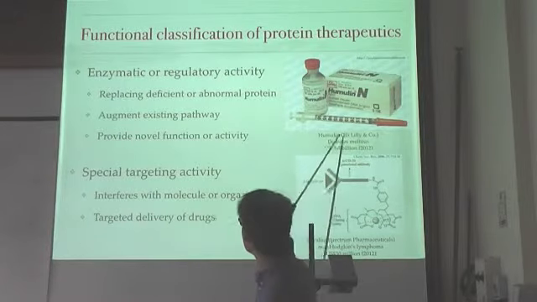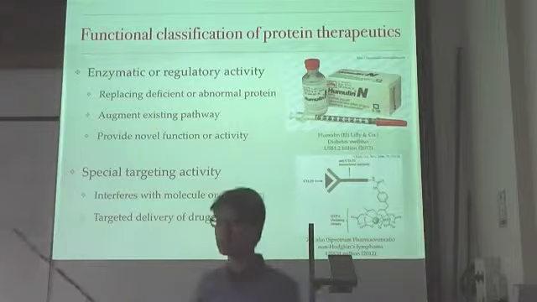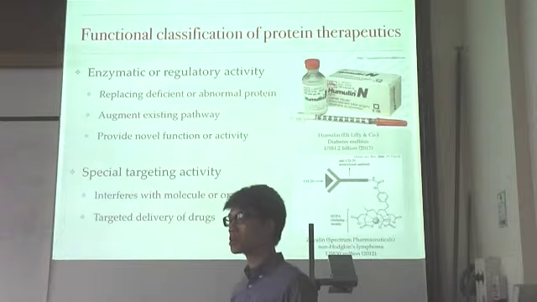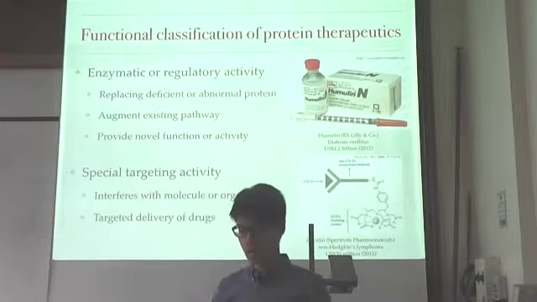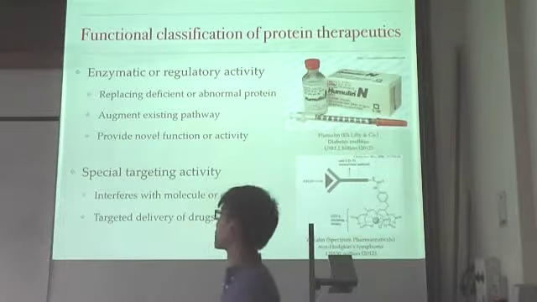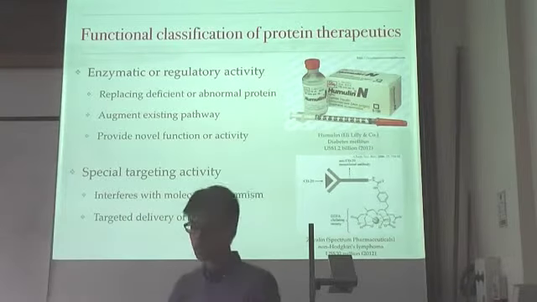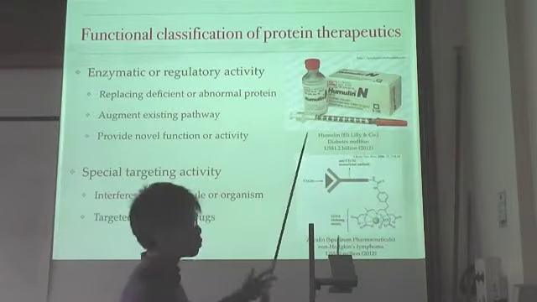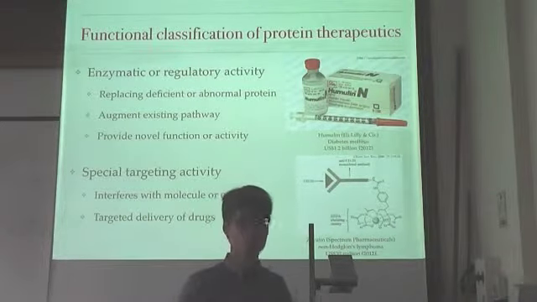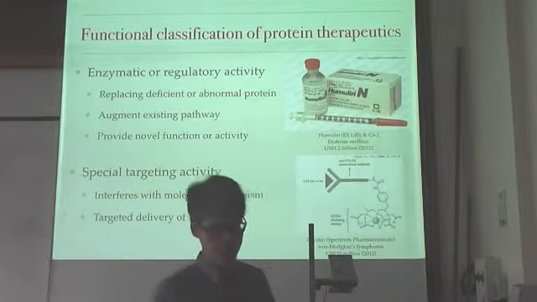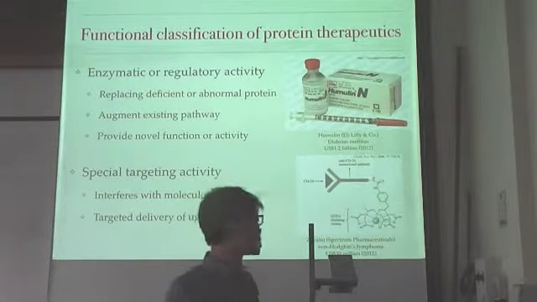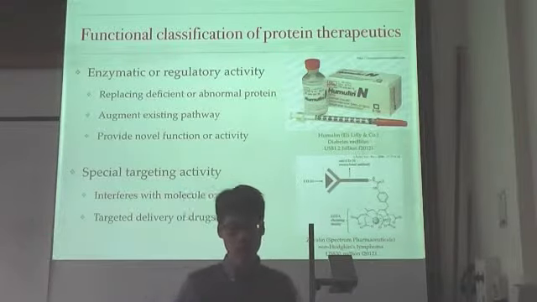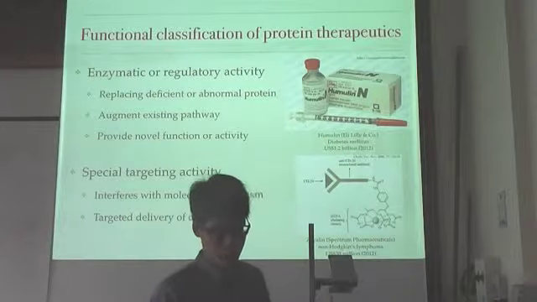So we have Humulin, developed by Lilly, and it treats diabetes. In diabetic patients, they lack a protein called insulin, which is responsible for regulating glucose metabolic pathways. So if a patient does not have insulin protein, they would inject themselves with Humulin, which is a recombinant insulin, in order to alleviate diabetic symptoms. Other protein therapeutics in this functional class include interferons and growth hormones.